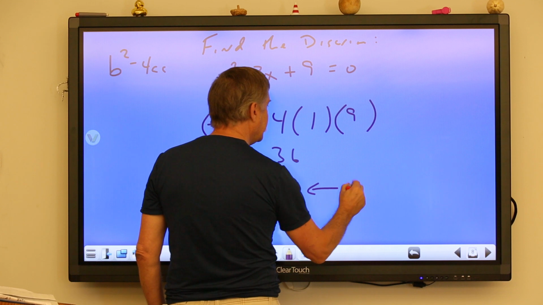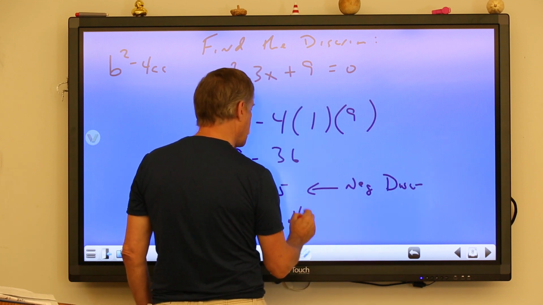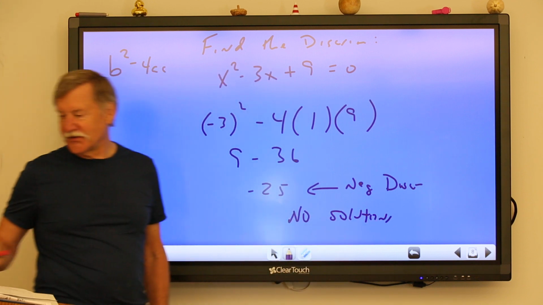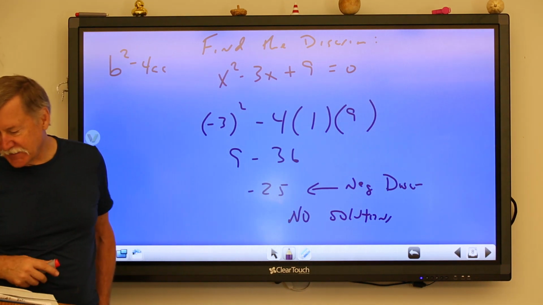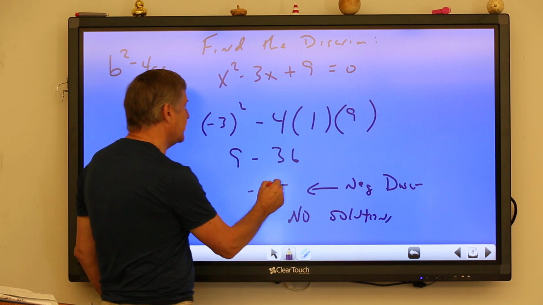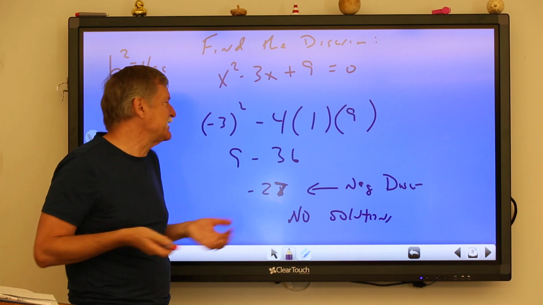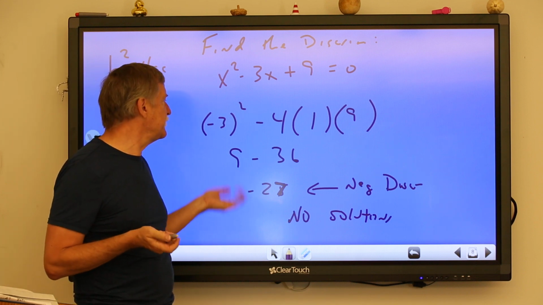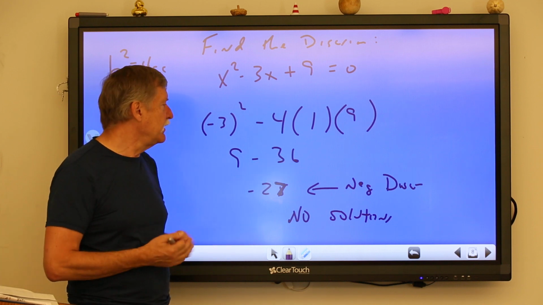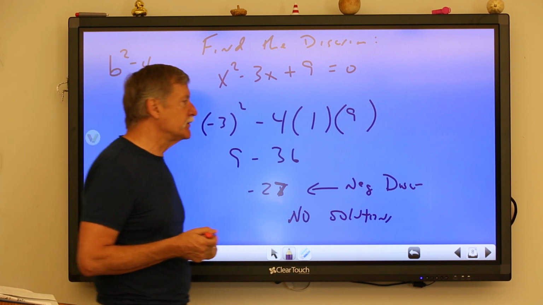Then we have a negative discriminant, and so there are no real solutions. The answer is minus 27, sorry, that's not really the answer. It's just, did it turn out to be positive or negative? I didn't even have to do the 9 minus 36. I knew it was going to be negative. So for this particular quadratic equation, there are no real solutions.